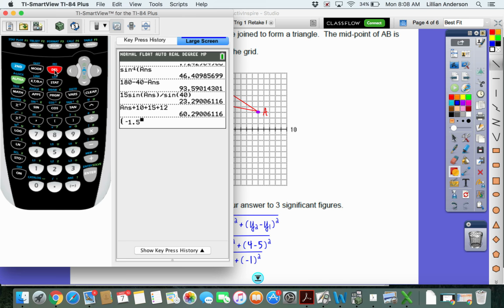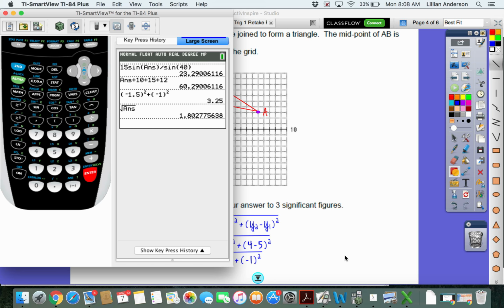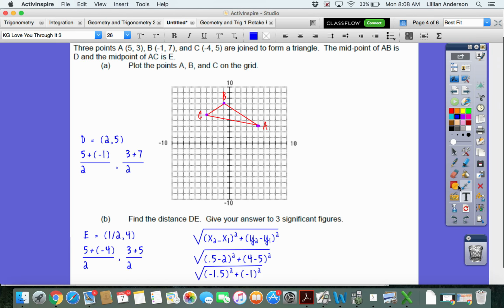Actually, let me do it right, because the calculator will mess up if you don't put it in parentheses. It'll give you a negative number. Make sure you put those in parentheses. Okay, now I'm going to take the square root of this, and the distance between my two midpoints is going to be 1.80.